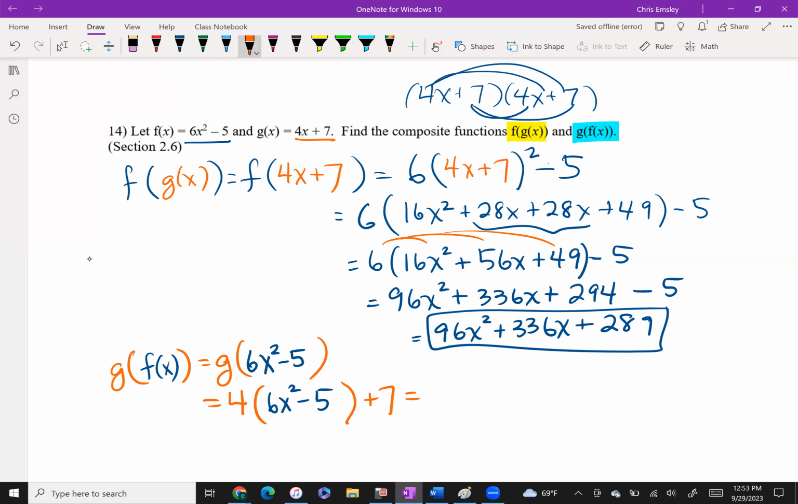We can go ahead and distribute that: 24x squared minus 20 plus 7. Combine our like terms, 24x squared minus 14. Nope, 13. Always check your math. There we go. There's our next composite.